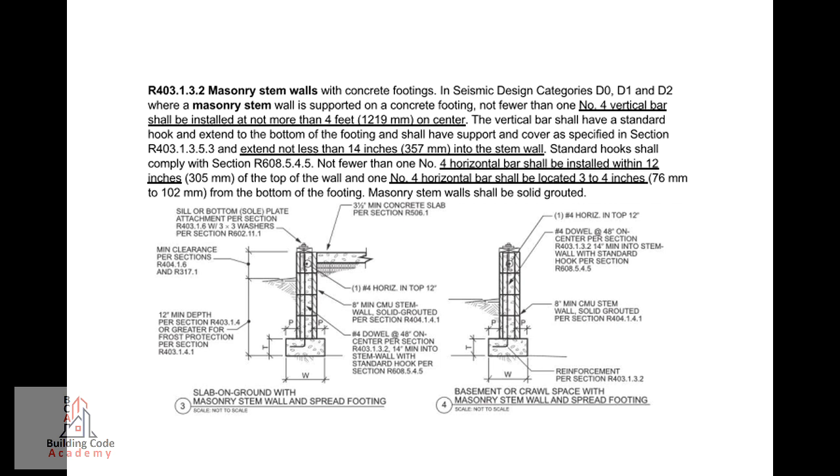Standard hooks shall comply with section R608.5.4.5. Not fewer than one number 4 horizontal bar shall be installed within 12 inches, 305 millimeters, of the top of the wall, and one number 4 horizontal bar shall be located 3 to 4 inches, 76 millimeters to 102 millimeters, from the bottom of the footing. Masonry stem walls shall be solid grouted.